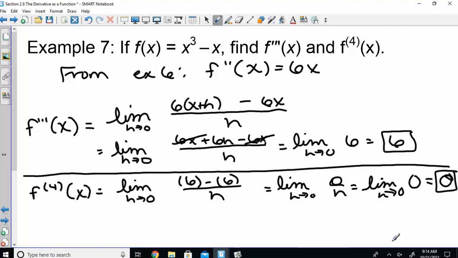How did you get 6 again on the top? So my 6x's dropped out. Then I had 6h divided by h, so I canceled my h. And then a limit of a constant is just the constant. Sorry, my bad, the right 6 here. So f of x plus h says go to your function, plug in x plus h in for your variable. There is no variable, so it's just the same. Okay, alright, thank you. You're welcome. Anything else?